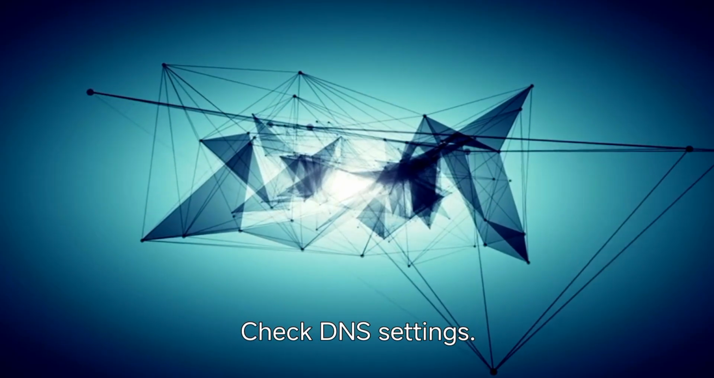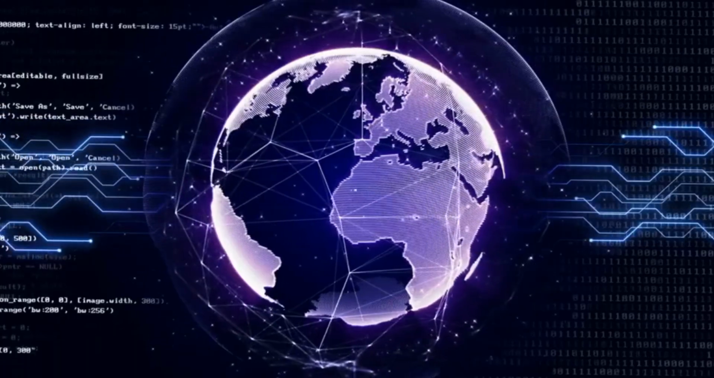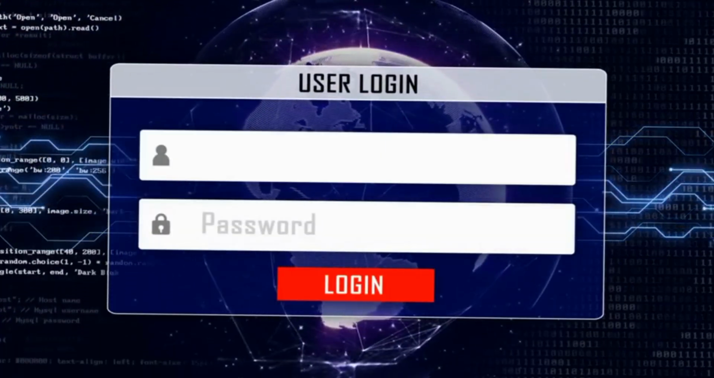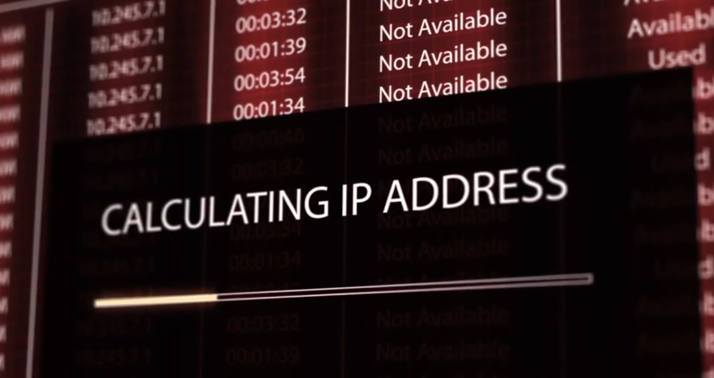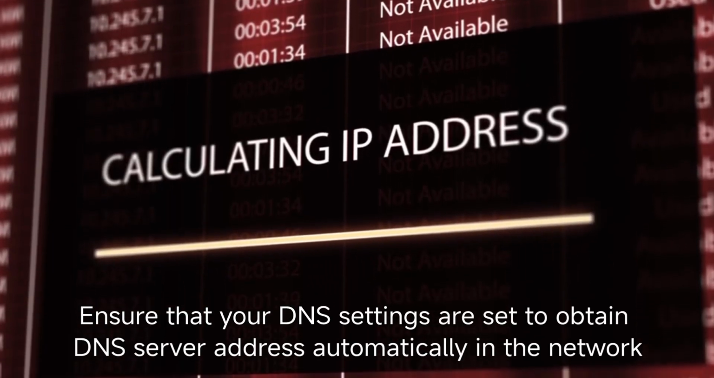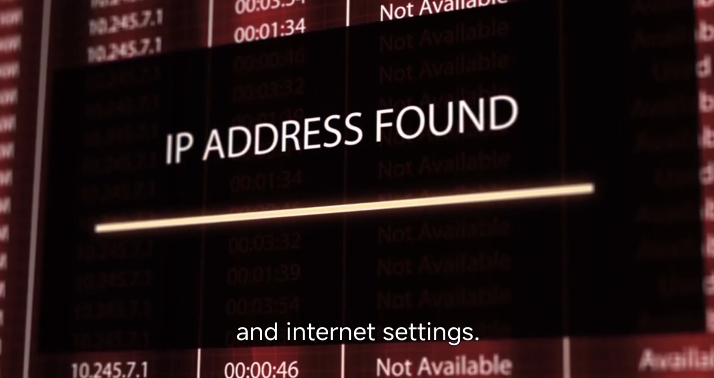5. Check DNS settings. Sometimes, incorrect DNS settings can cause network access issues. Ensure that your DNS settings are set to obtain DNS server address automatically in the network and internet settings.